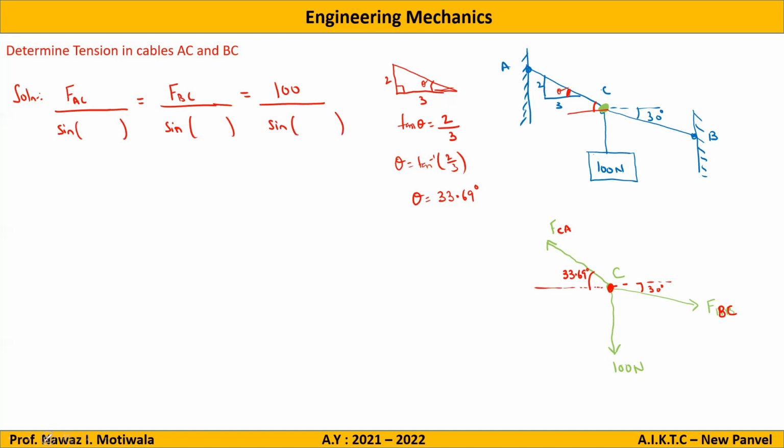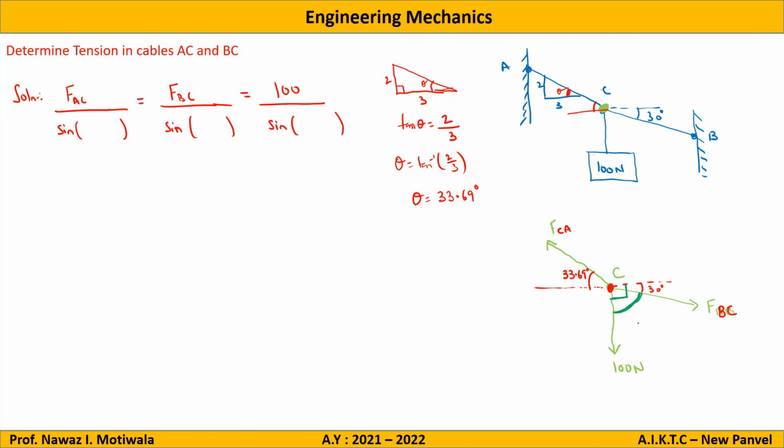Now let us discuss the angles, which is the main part of Lami's theorem. If I consider FAC, the angle between the opposite remaining forces is this one. Correct? Yes or no? Yes, sir. Now we know that this total angle is 90.